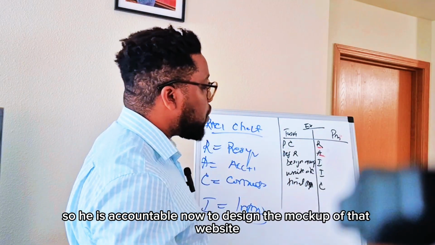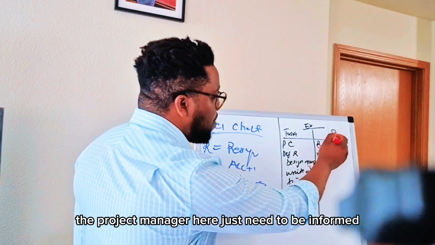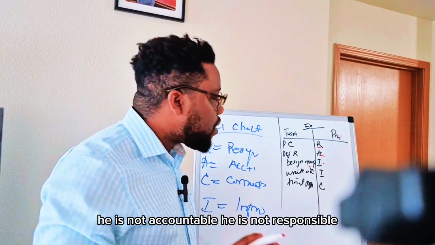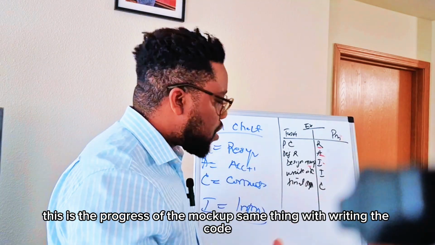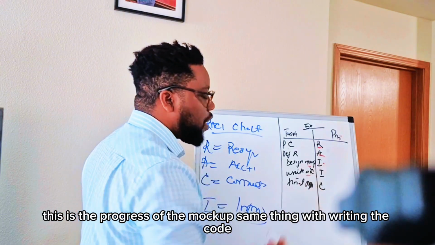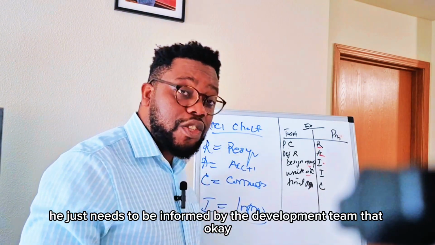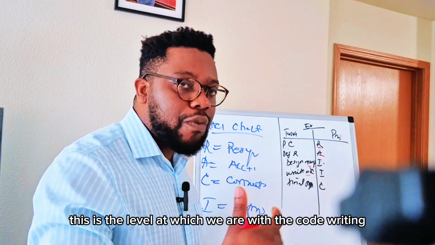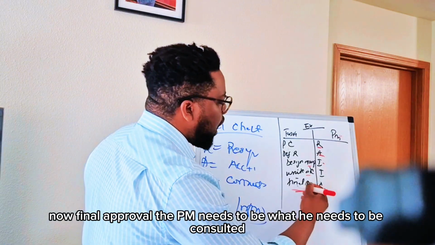So he is accountable. Now, to design the mock-up of that website, the project manager here just needs to be informed. He is not accountable. He is not responsible. He just needs to be informed that, okay, this is the progress of the mock-up. Same thing with writing the code. He is not responsible. He is not accountable. He just needs to be informed by the development team that, okay, this is the level at which we are with the code writing.